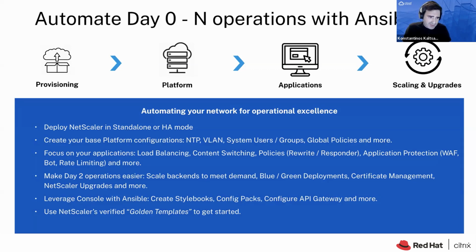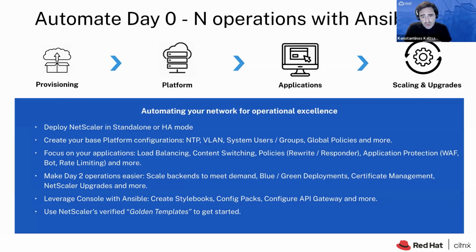In addition to that, when it comes to being in production, the most important thing is how you can easily scale, how you can also do all things related to day 2 operations. So when it comes to that, we are supporting through our Ansible collections, Blue-green deployment, certificate management, or the most common ones, how you can upgrade basically NetScalers to newer versions. But we don't stop here.